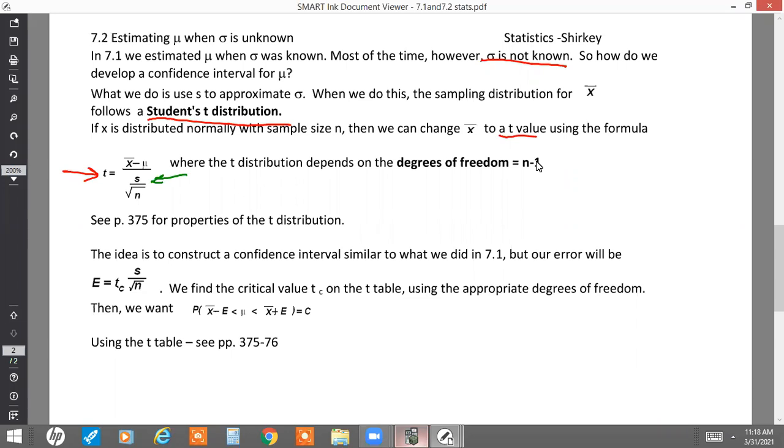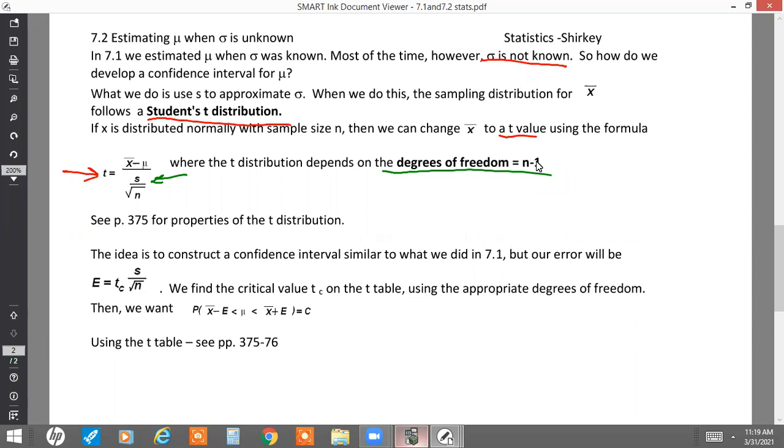And in order to use this T table, you need to calculate something called the degrees of freedom. That is sample size n minus 1. All right, any questions so far? And again, we'll also see how to do it on the graphing calculator.